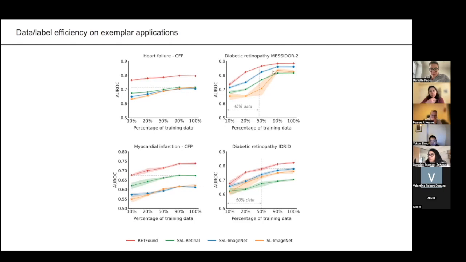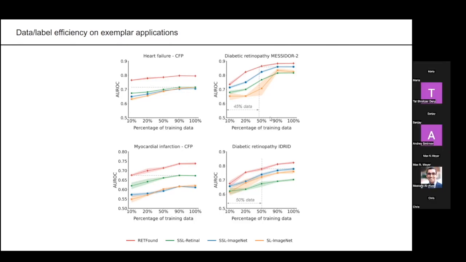And we also did the same analysis on the public datasets, the diabetic retinopathy classification. We can see that RETFound actually can save about 50% of the data.